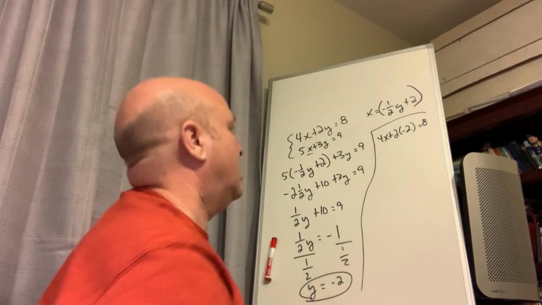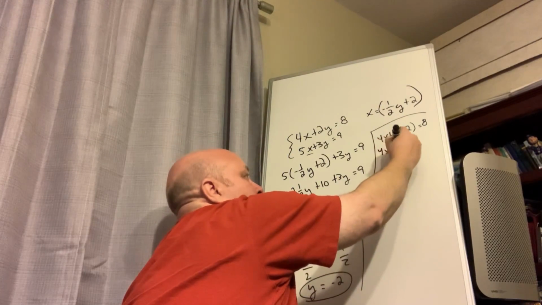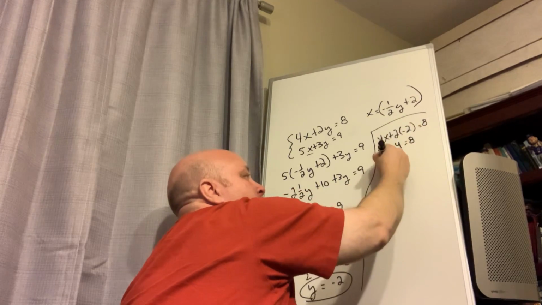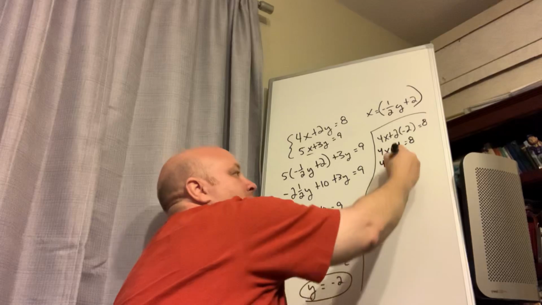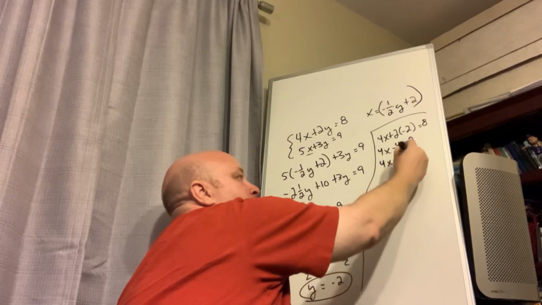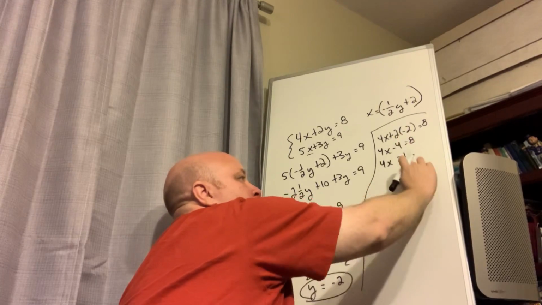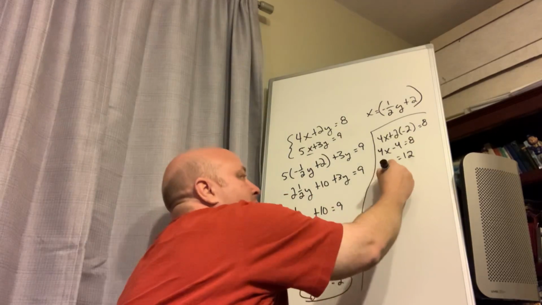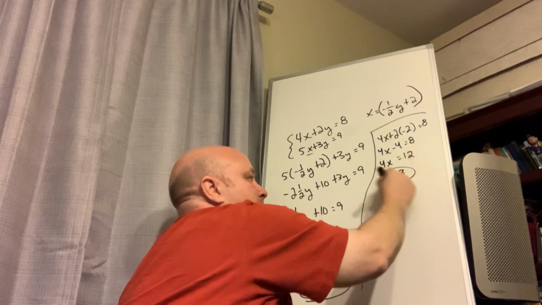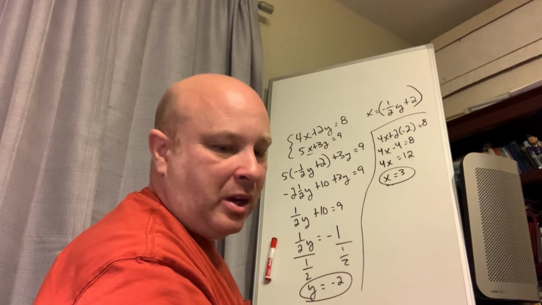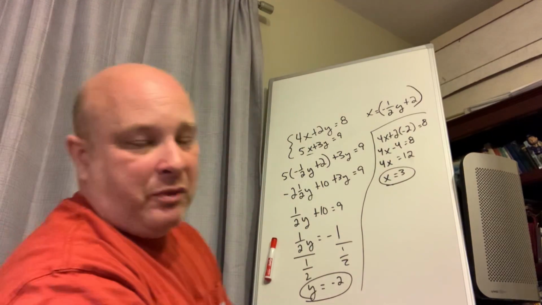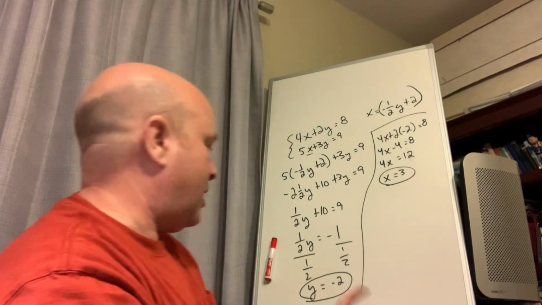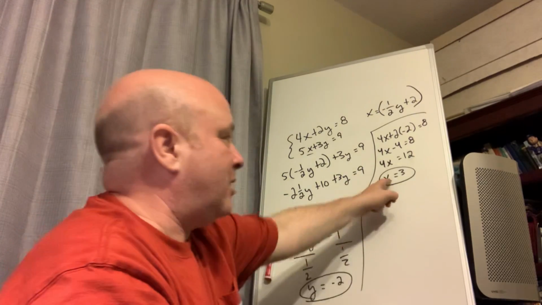I'm going to solve for x. So 4x minus 4 equals 8. 4x, I'm going to add 4 to both sides, equals 12. I'm going to divide both sides by 4, and x is going to equal 3. Okay, so there's my answer. I have two variables I had to define, so that's what I've got. I've got y equals negative 2, and I have x equals 3.